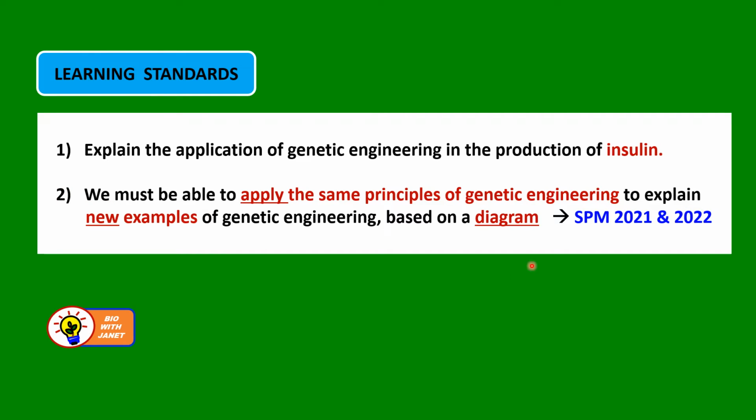And since this topic is very important for SPM, first of all, we have to understand the principles of genetic engineering and how to use the different terms like host organism, recombinant plasmid, and so forth, as we'll study afterwards. And also try to obtain this book of the past year biology SPM questions for 2021-22 from the online shops. And try to question yourself after you have studied the principles of genetic engineering here in this video.